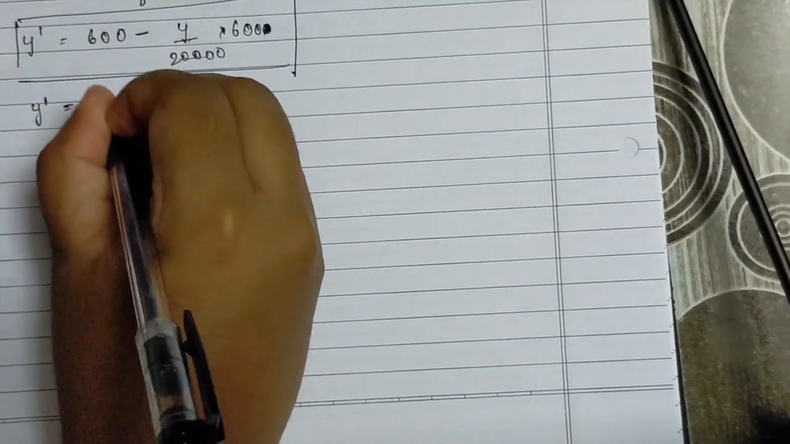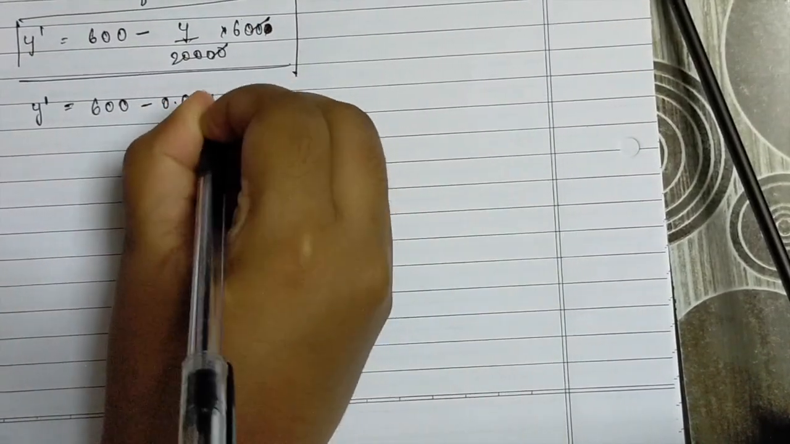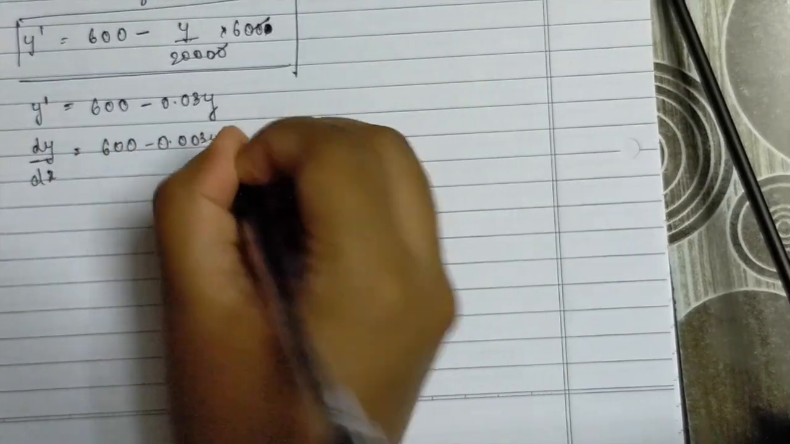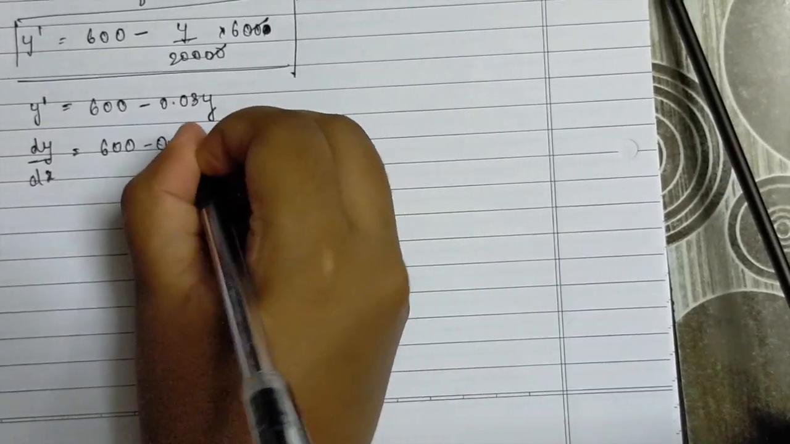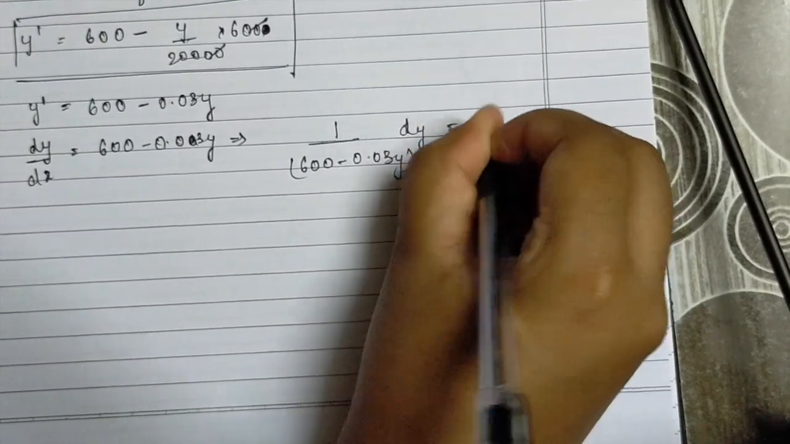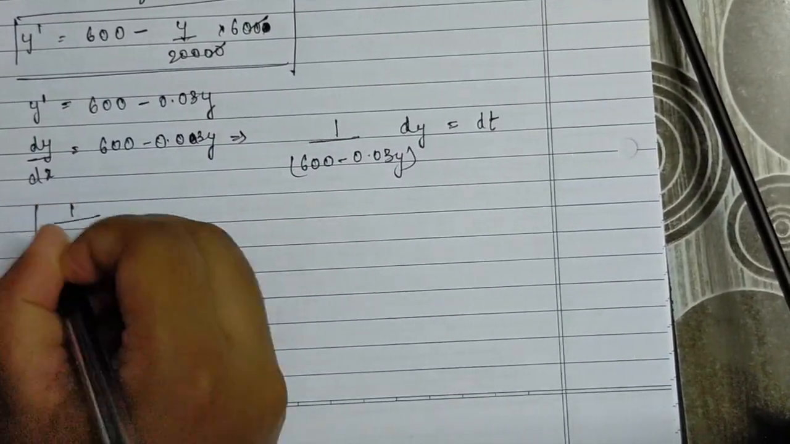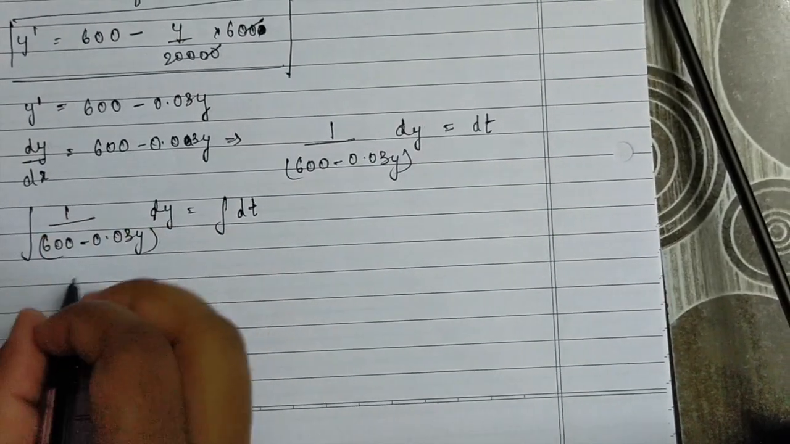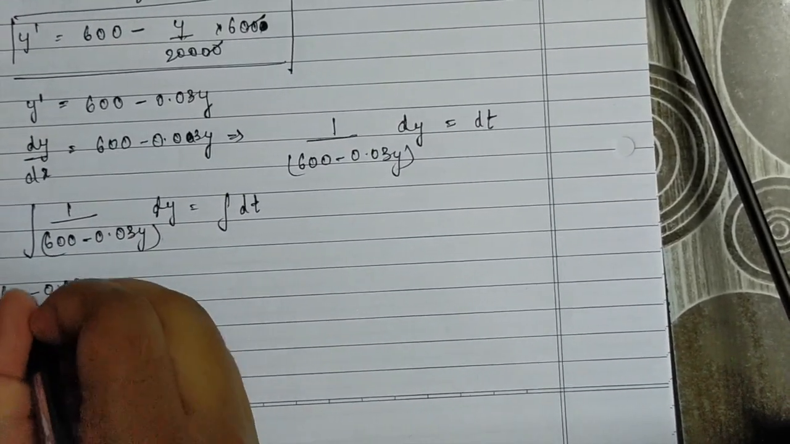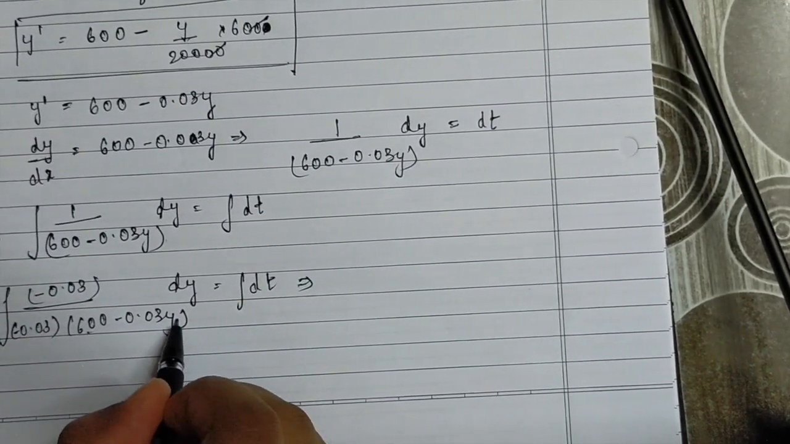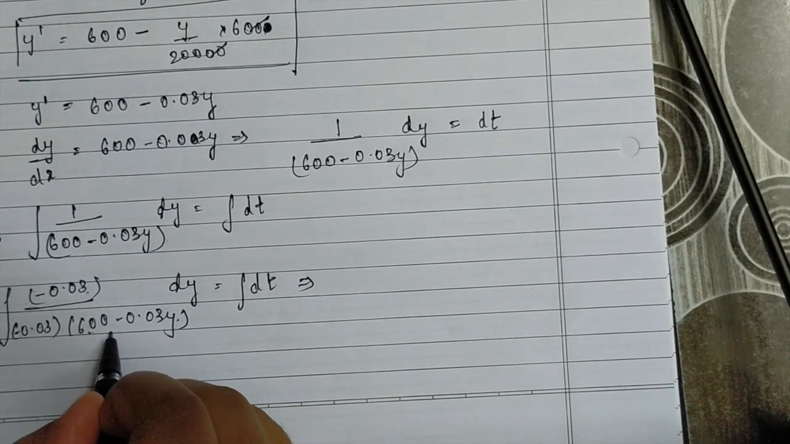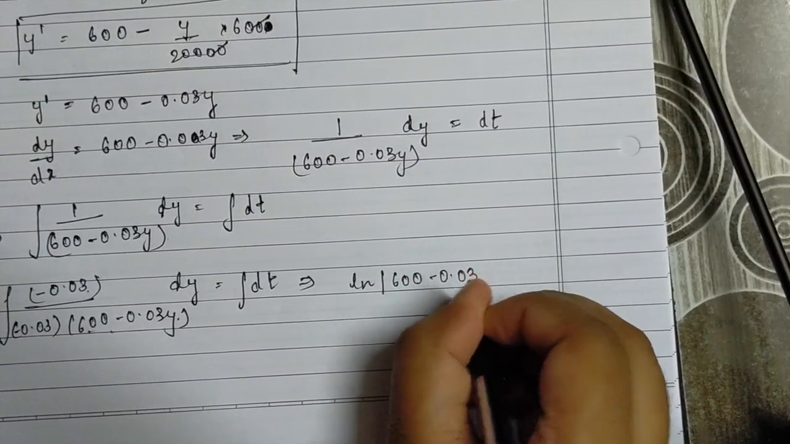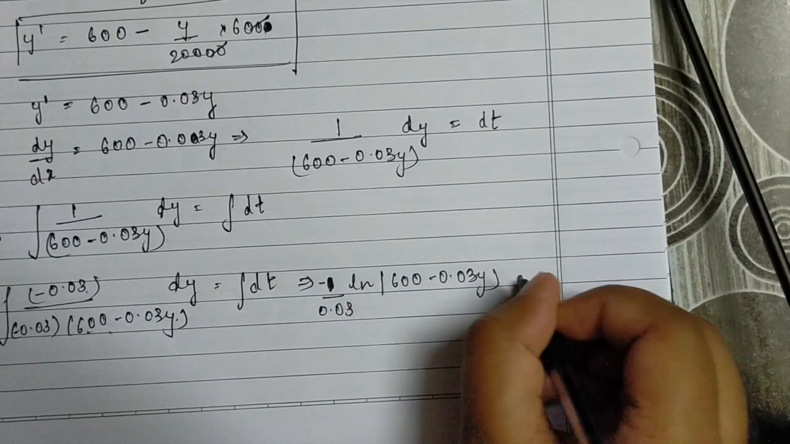Y dash equals 600 minus 0.03y, which gives dy by dt equals 600 minus 0.03y, implies 1 by 600 minus 0.03y dy equals dt. Taking integration on both sides, we have integral of 1 by 600 minus 0.03y dy equals integral dt. Multiplying and dividing by minus 0.03, this is f of t and this is f dash of t. Integral f dash of t by f of t is ln of mod of f of t, which gives us minus 1 by 0.03 ln of 600 minus 0.03y equals t plus c.